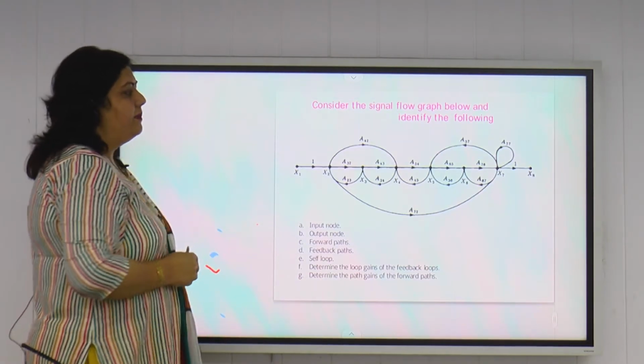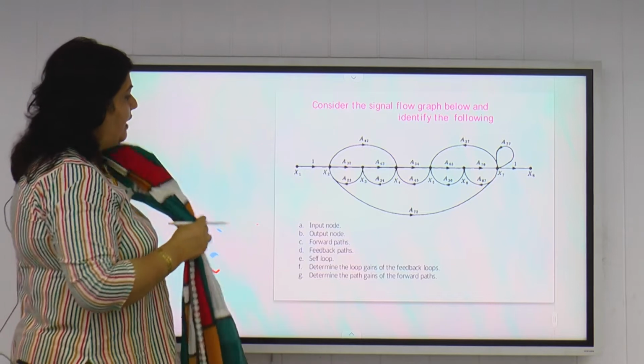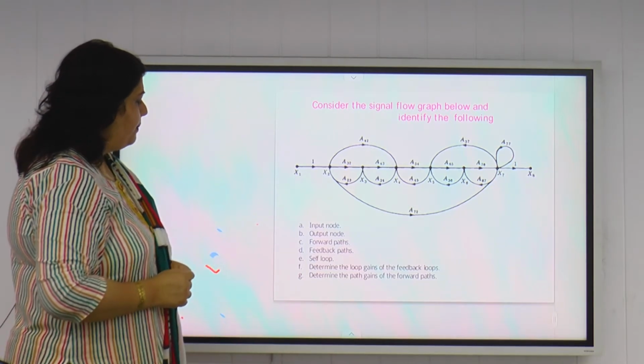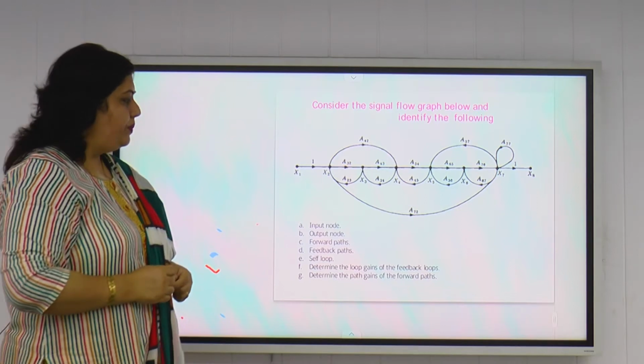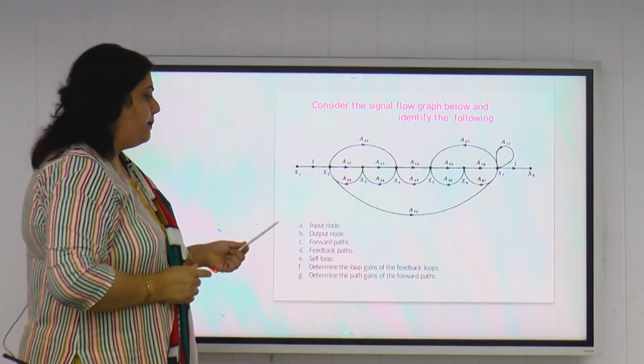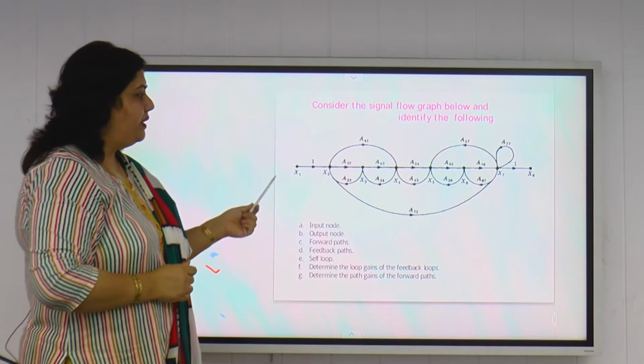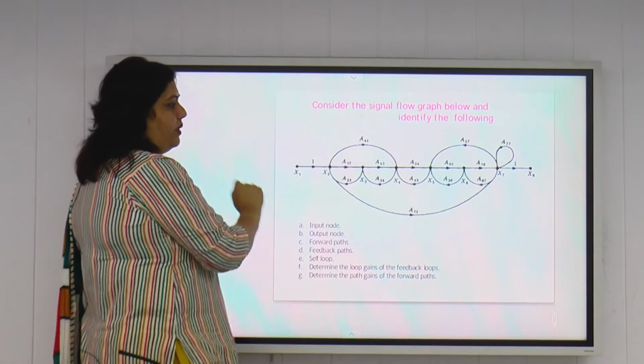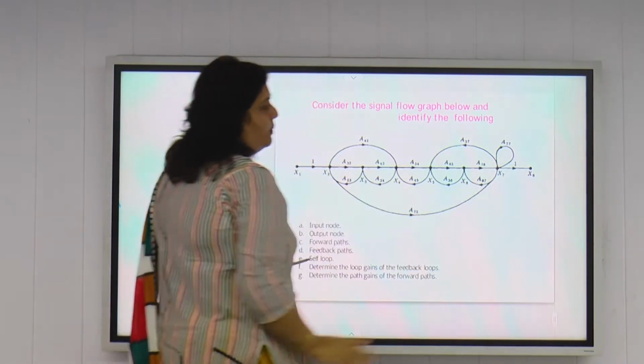Now we take another example. This is another SFG. So now again we have to identify the input node, output node, forward paths, feedback paths, self loops, determine the loop gains of feedback loops, and determine the path gains of the forward paths. So we have to identify all these in this SFG. So as we can say, X1 is the input node here and X8 is the output node here.